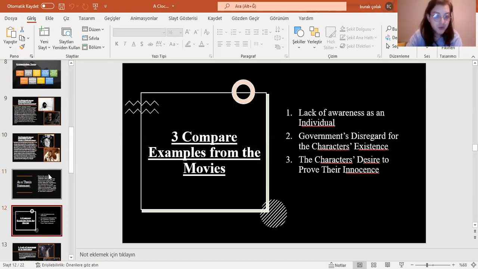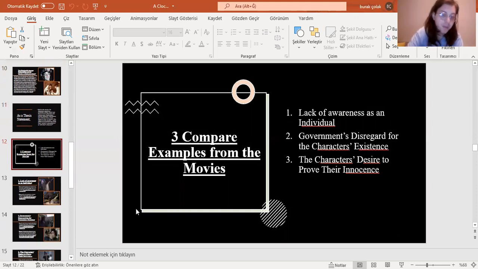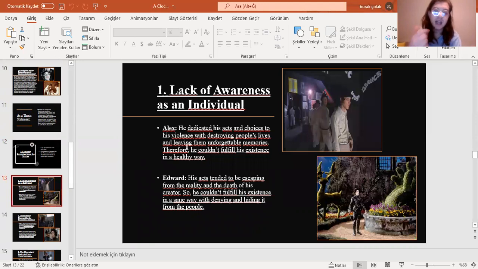I would like to show you my three examples of compare and contrast. Firstly, we start with lack of awareness as an individual. I would like to start with Alex. He dedicated his acts and choices to violence, destroying people's lives and leaving them unforgettable memories. Therefore, with his gang, he couldn't fulfill his existence in a healthy way by destroying and hurting people.